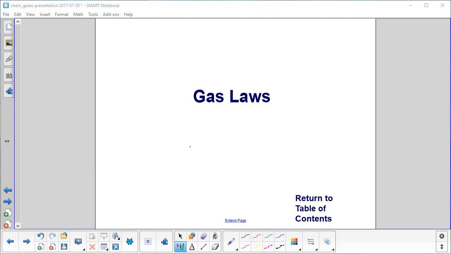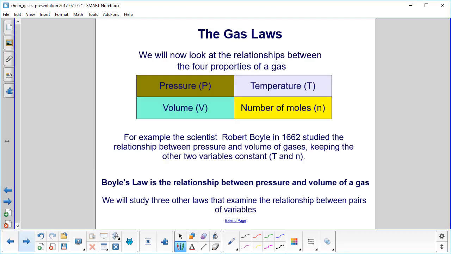The gas laws. We're now going to look at the relationships between the four properties of a gas, which we showed already. We have pressure, temperature, volume, and number of moles. For example, Robert Boyle in 1662, quite a ways back, studied the relationship between pressure and volume of gases, and he kept the other two variables constant, the temperature and the number of moles.